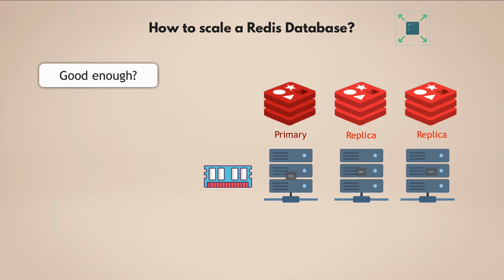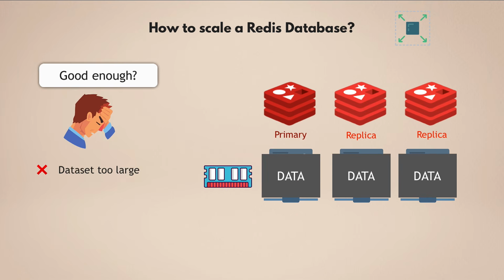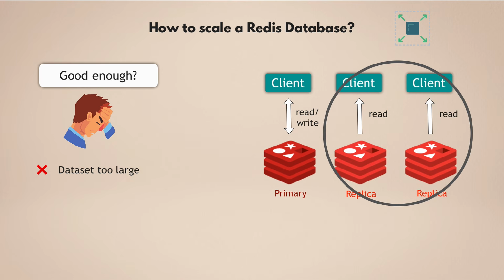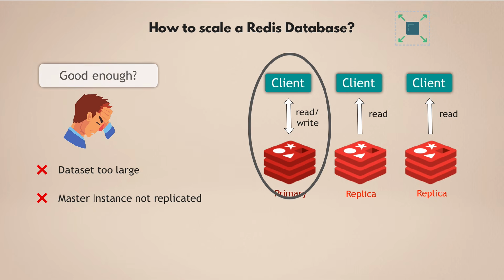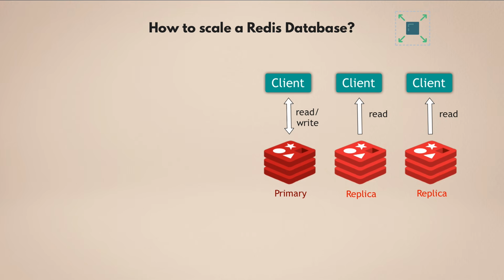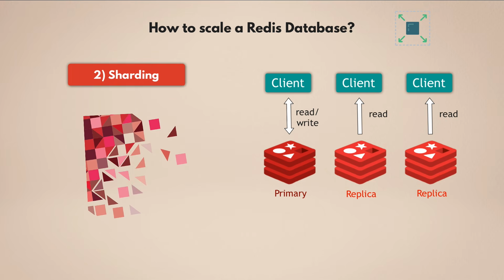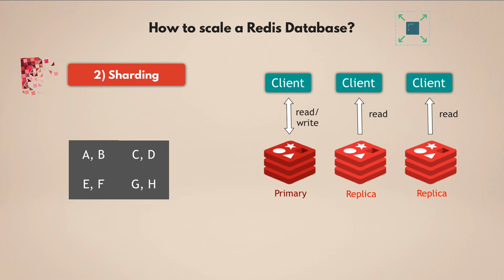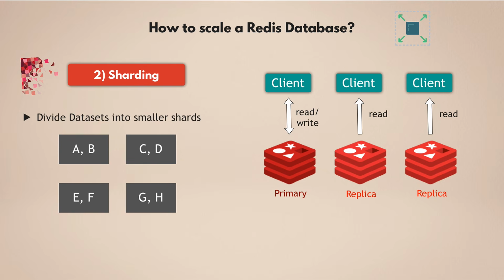But what if your dataset grows too large to fit in memory on a single server? Plus, we have scaled the reads in the database, so all the requests that basically just query the data, but our master instance is still alone and still has to handle all the writes. So what is the solution here? For that, we use a concept of sharding, which is a general concept in databases and which Redis also supports. So sharding basically means that you take your complete data set and divide it into smaller chunks or subsets of data where each shard is responsible for its own subset of data.